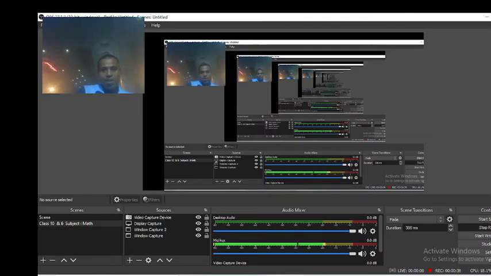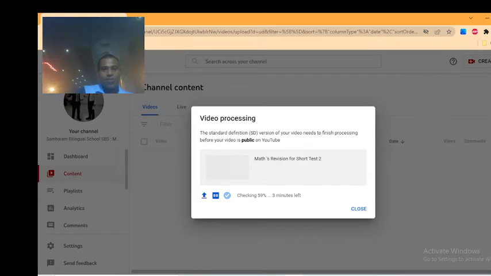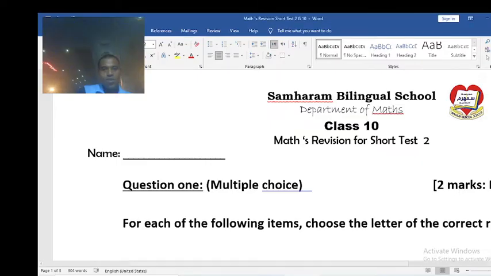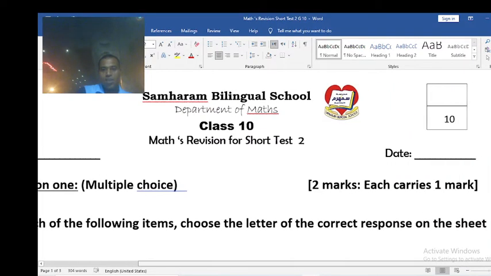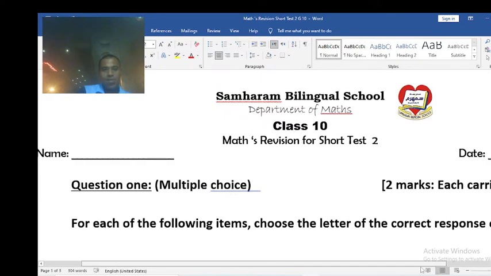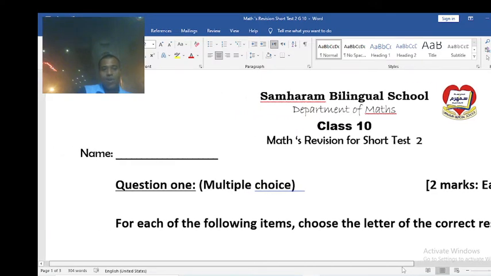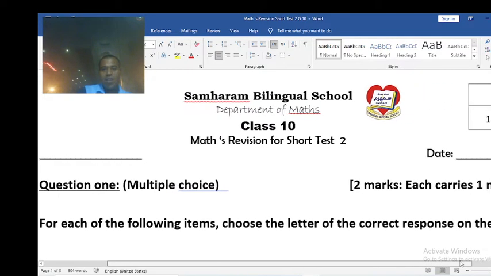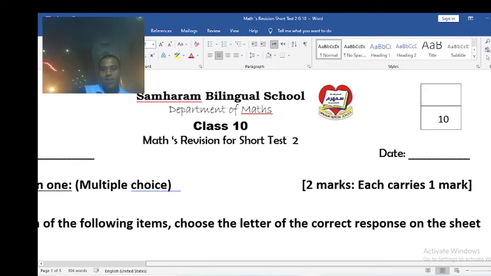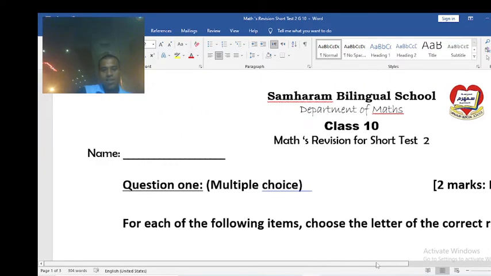Okay, now we start, my learners. Question number one deals with multiple choice questions. Each question carries 1 mark. For each of the following items, choose the letter of the correct response on the sheet. We move on and try to explain the first and second multiple choice questions, and the extended question.